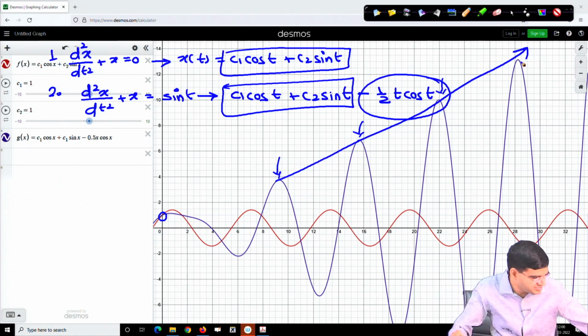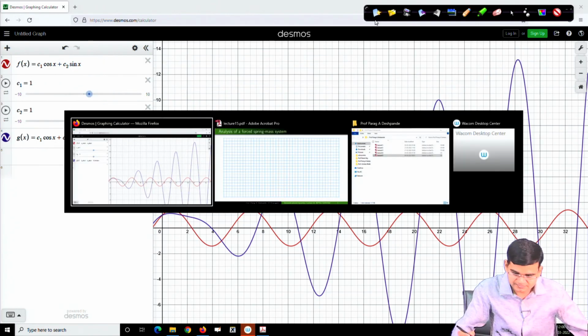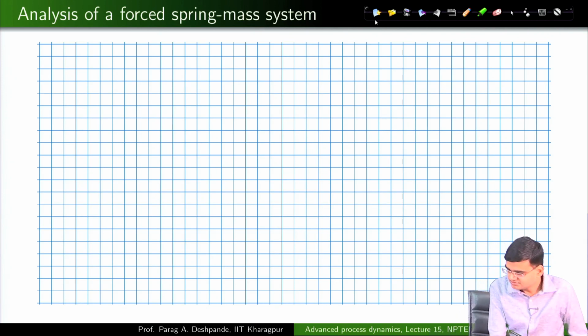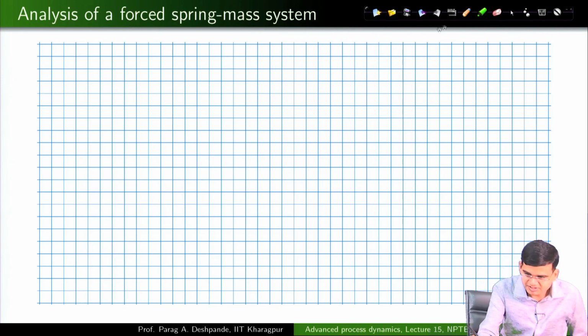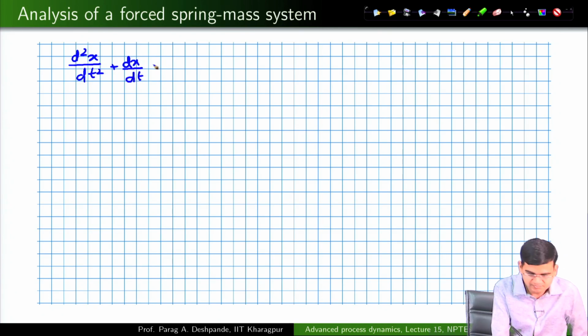Further, let us see if we can look into further equations. Now, I have here two equations, d2x by dt squared plus dx by dt plus x is equal to 0.